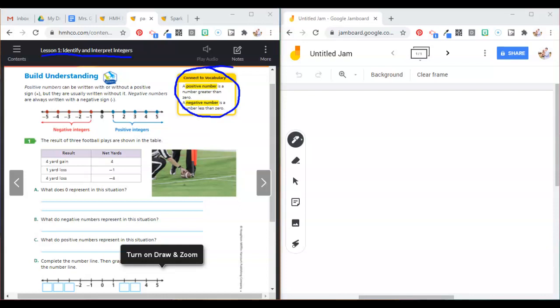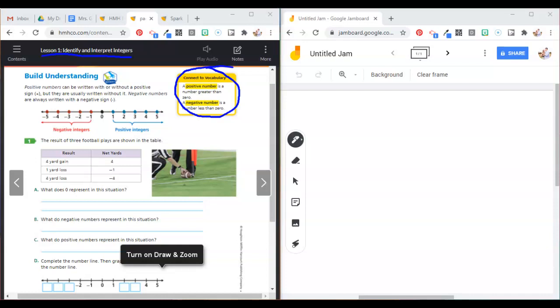On number 1, it talks about the result of 3 football plays, and they're shown right here. On the first play, the offense got a 4-yard gain, which is shown with 4. The second play got a 1-yard loss, so they went back a yard, so that's -1. On the third play, they got a 4-yard loss, so they went back 4 yards, which is -4. We're going to use the table to answer A, B, C, and D. So on A, what does 0 represent in this situation?